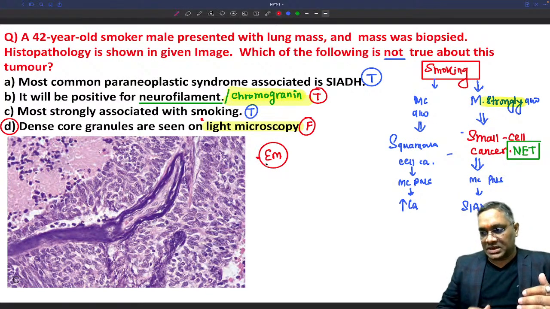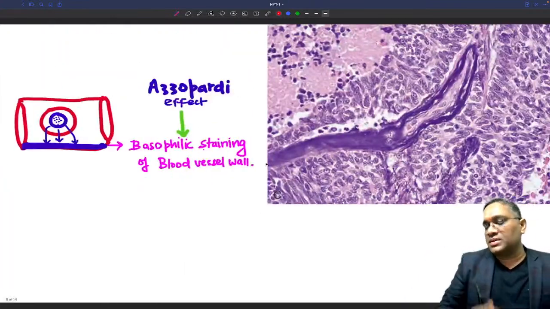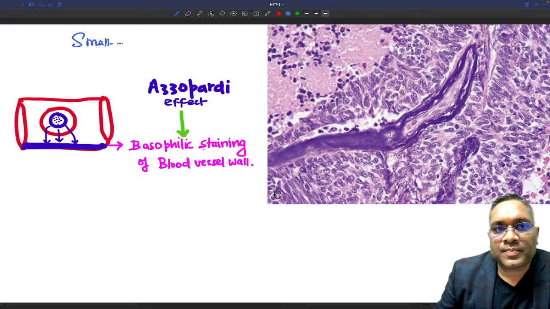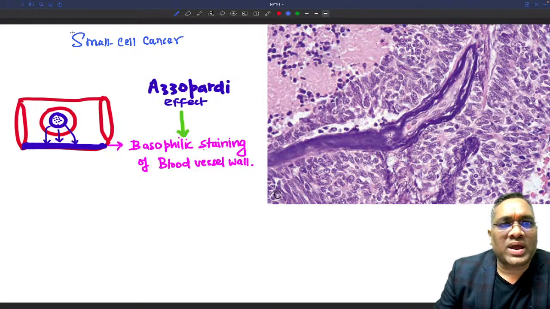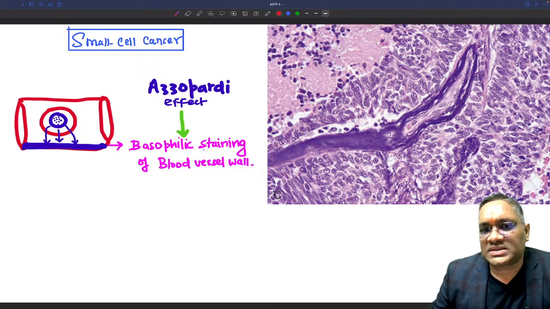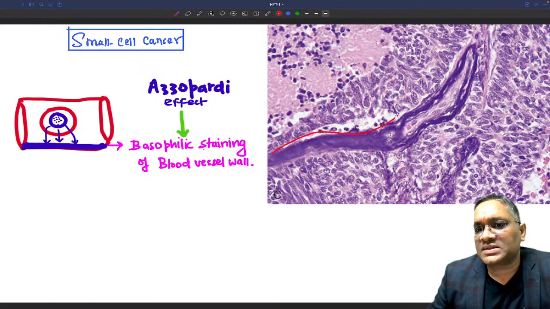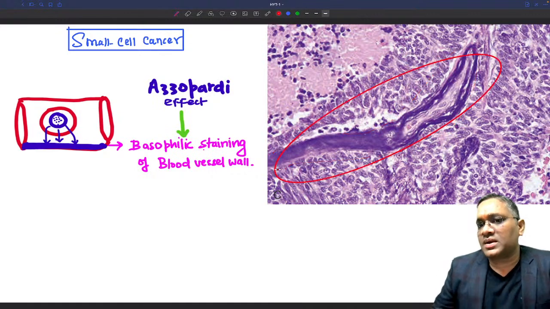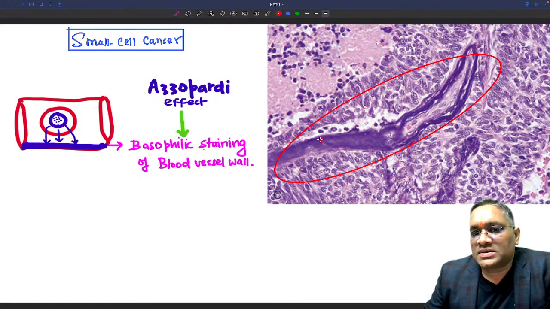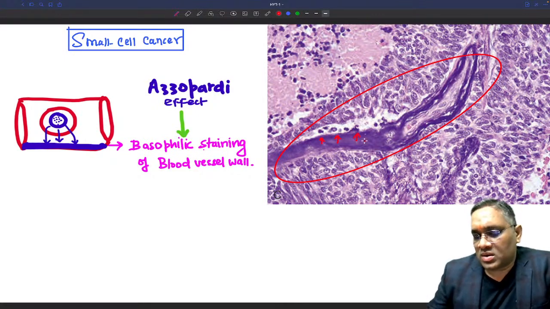Now I will discuss this thing. What was the thing given here in this question? See, why I said it is a small cell cancer of lung? Because if you look at this blood vessel, right, as I said, this is actually a blood vessel. But what we are seeing in this blood vessel, there are blue deposits. There is a blue deposit in the vessel wall, right?